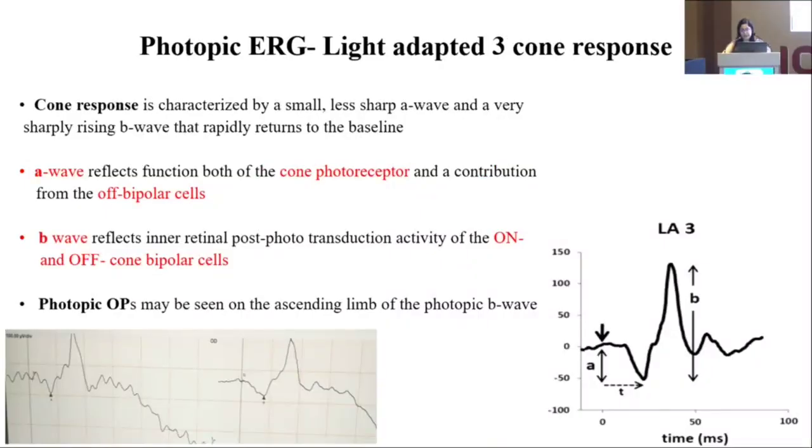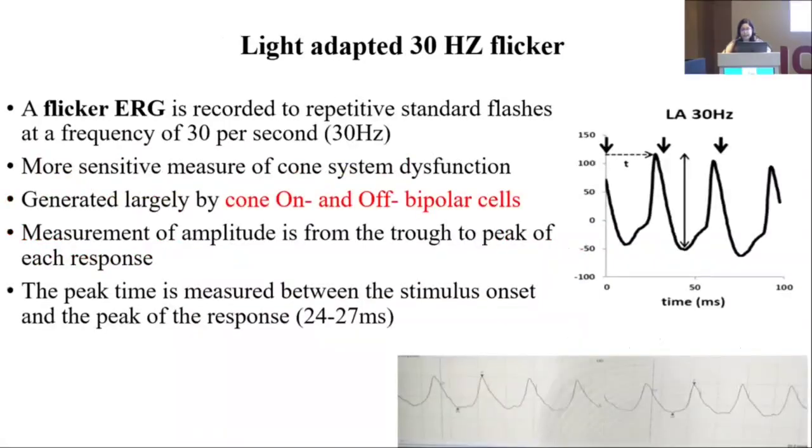Photopic ERG: the first response is light adapted 3 cone response. In this, A wave reflects the function of cone photoreceptors and off bipolar cells, and B wave reflects from on and off cone bipolar cells. Light adapted 30 Hz flicker is recorded to repeated standard flashes at a frequency of 30 Hz. It's a more sensitive measure of cone system dysfunction and generated by cone on and off bipolar cells.